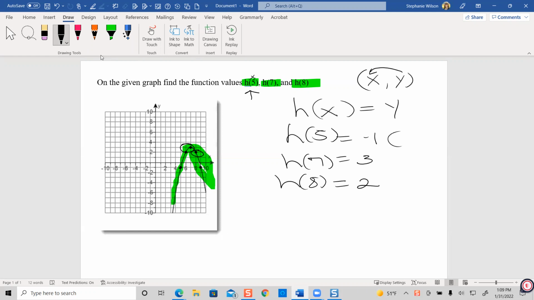So if I wrote these as ordered pairs, I get 5 comma -1, 7 comma 3, 8 comma 2. And that's how you find specific points on the graph. And again, this is a parabola and it is opening downward.